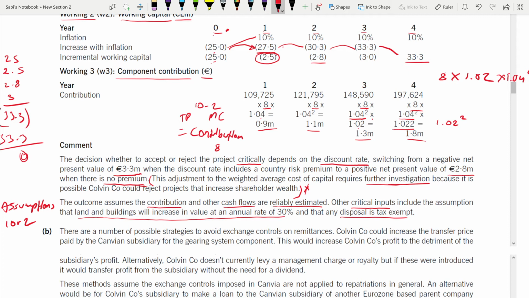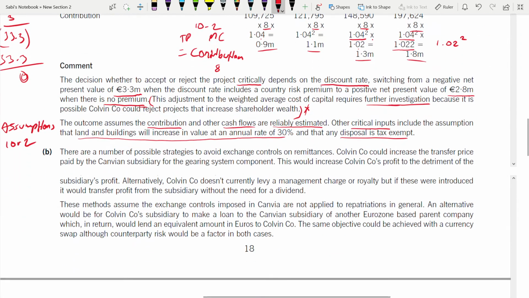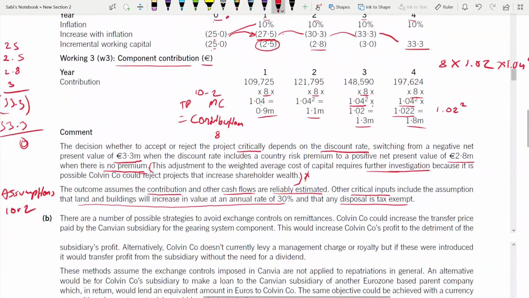Coming to part B. Part B was about the possible strategies to avoid, for controlling the dividend remittances. This is your textbook knowledge, so I think I shall be able to go a little faster on this, and it's small because it's just 4 marks.